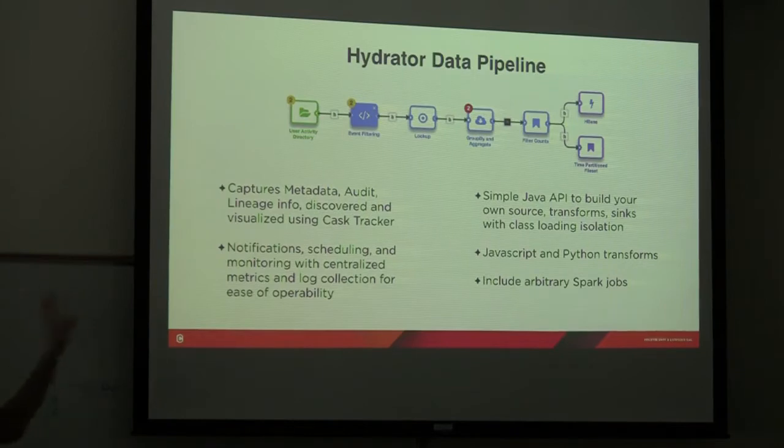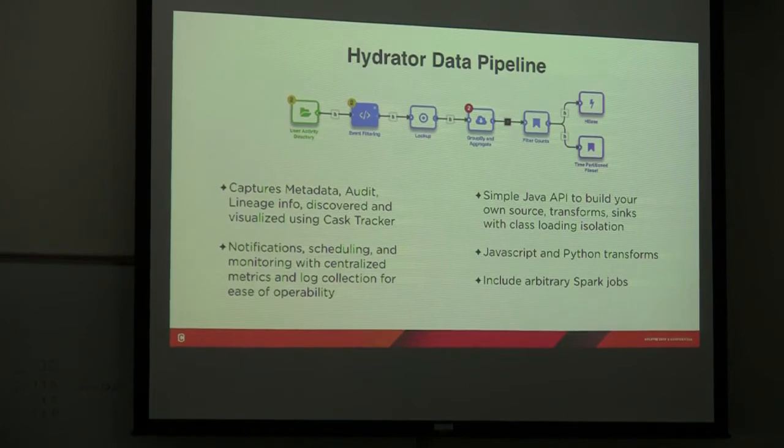Now, if I want to extend the types of things I can do here, there's a simple Java API to build your new sources, to build new transforms, to build new syncs. We have a GitHub repository called Hydrator plugins that has all of the different plugins that we've implemented, that the community has implemented. You can also write your own JavaScript and Python transformations. So you have data scientists who maybe can't or don't want to write Java transformations, but they can bang out a little bit of Python, a little bit of JavaScript.